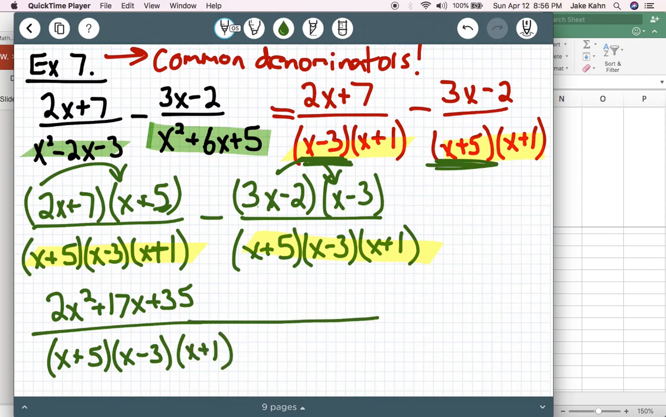Just going to extend this here. And then we're going to subtract the result of 3x minus 2 times x minus 3. 3x times x is 3x squared. Negative 2 times x is negative 2x. 3x times negative 3 is negative 9x. So we get negative 11x. And then negative 2 times negative 3 is positive 6.